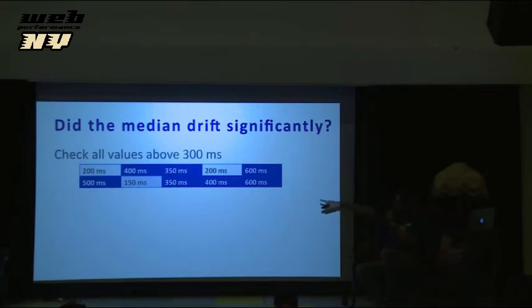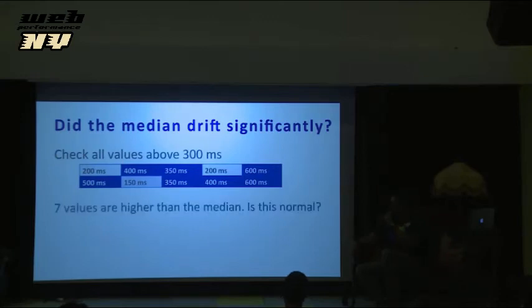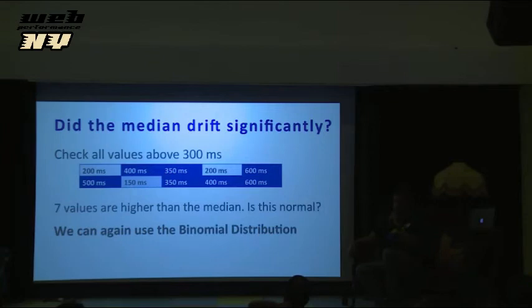First, we have to figure out all the values that are above the median. In this case, it's 7 values that are higher than the median, and the question is, is this normal? This is again the same question that we had before with error rates. How likely is it within 10 values that 7 values are above the median? Normally it's 50%, and in this case we can again use the binomial distribution to answer this question.